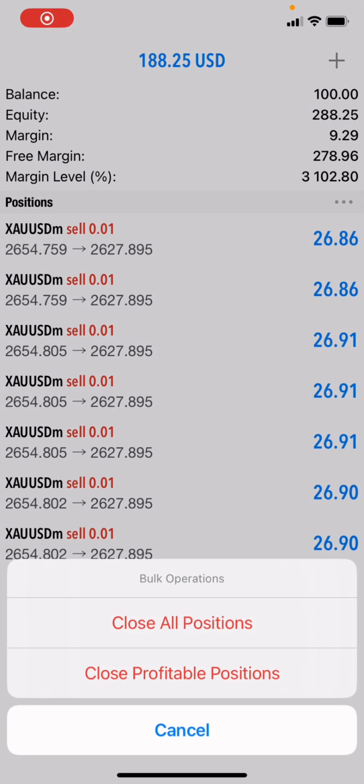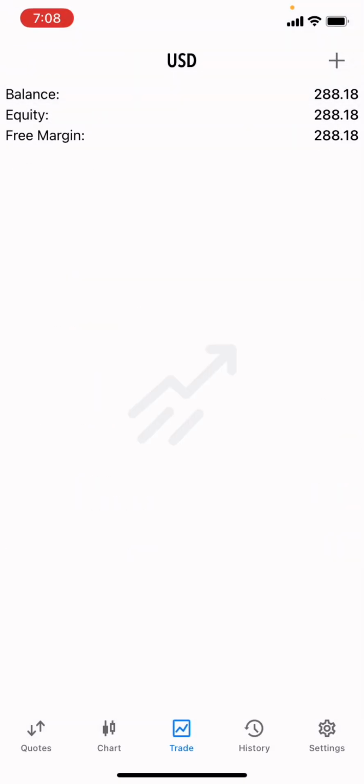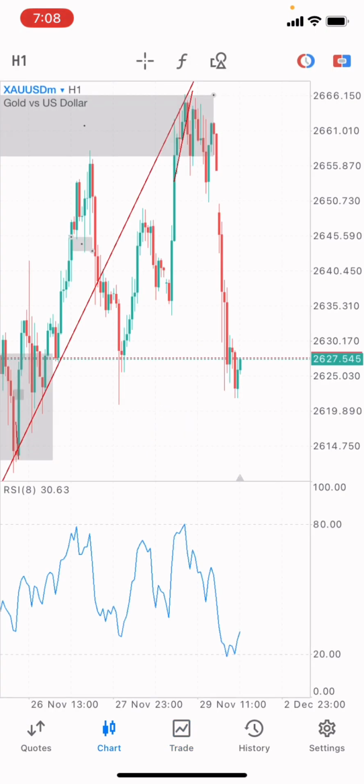So I will just head over to close all. Okay, so close all positions. Good. So we have 288 right here, 288 right here.